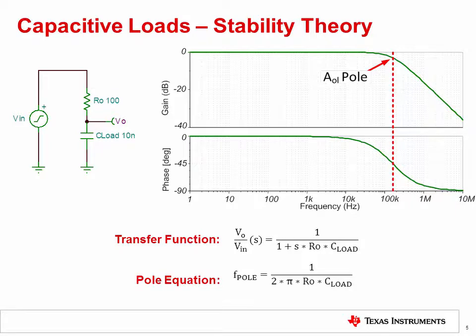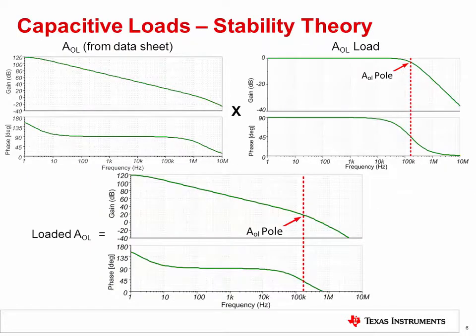To understand the effects of the output load, the AC transfer function of the equivalent RO plus C load circuit has been plotted here. The pole location can be calculated from the transfer function and is shown at the bottom of the slide. If the original op-amp AOL curve and the AOL load curve are combined, the result is the loaded AOL curve shown on the bottom. The AOL pole from the interaction of RO and C load causes the AOL curve to change to a negative 40 dB per decade slope and reduces the unity gain phase margin.